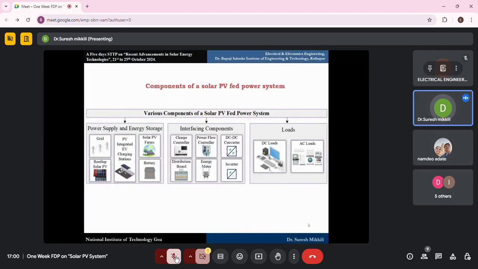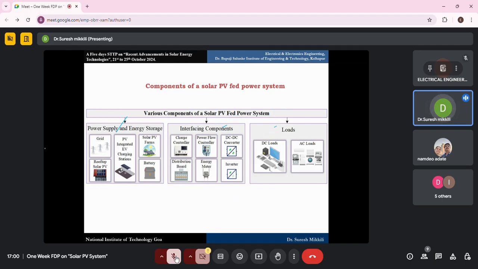See, just give me 5 minutes. Let me revise once. Today we have discussed solar components. What does it consist of? We have a power source, interfacing elements, and a load. The load is always either an AC or DC load.